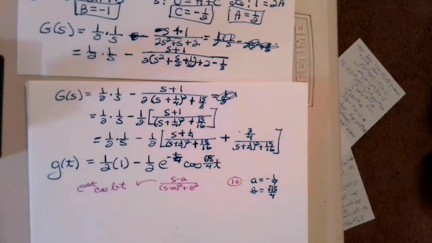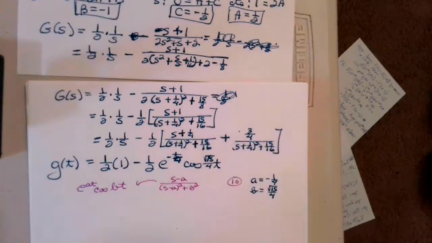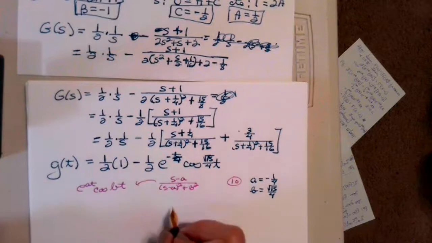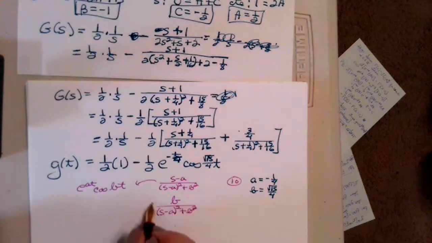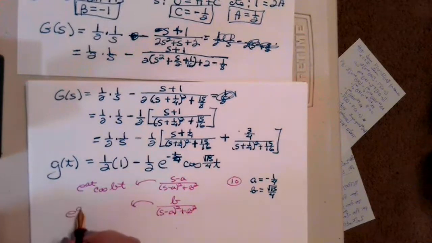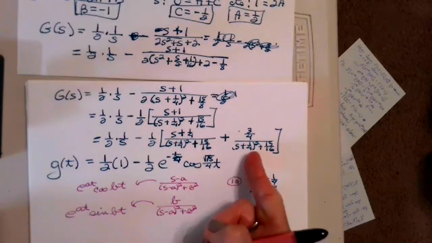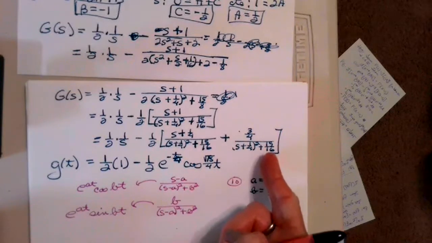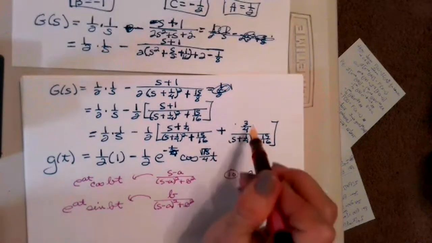Now, when you try to look up this one in the chart, you have another line on your chart. In fact, it's line 9 that says if you have b over s minus a squared plus b squared, and you read to the other side, that gives you e to the at sine bt. Okay. So this one is almost in that form, except what do you need? You need the square root of 15 over 16 as the numerator.